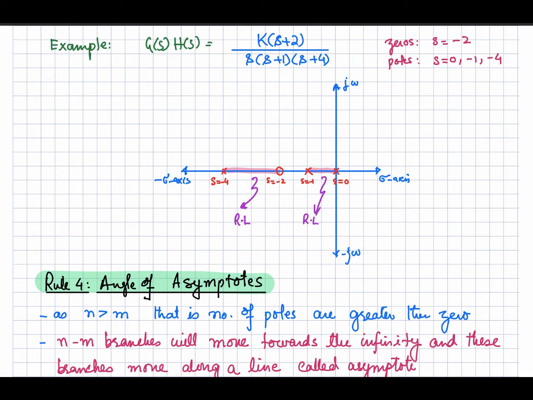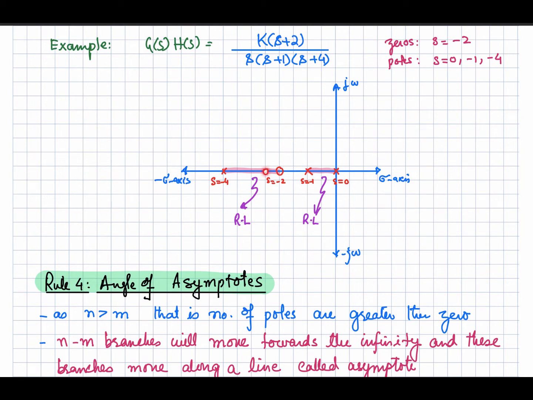Okay, so now we put a test point over here, and if the number of poles and zeros on the right of that point is odd, then that point is part of the root locus on the real axis. So for all the points from here to here you have one pole, so this is part of the root locus. But if you take this portion of the real axis and put a test point over here, you can see there are two poles on the right of this one, so this is not part of the root locus. So this portion of the real axis is not part of the root locus.